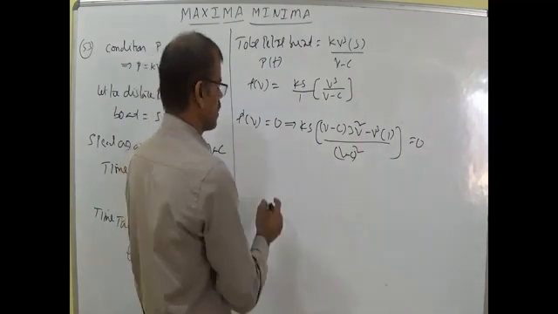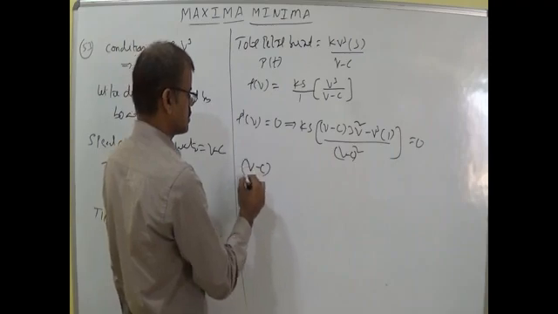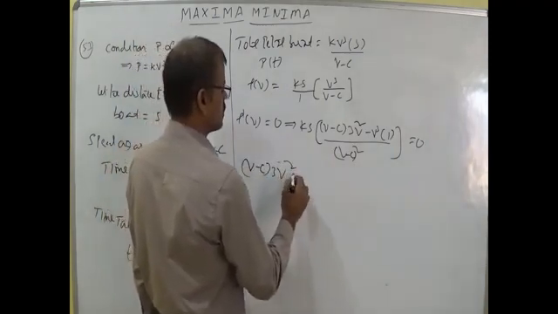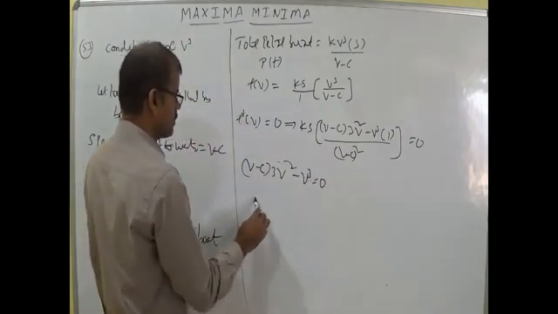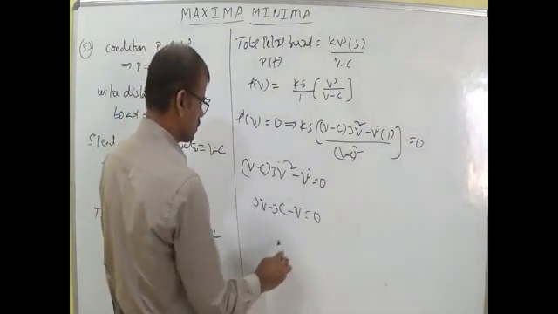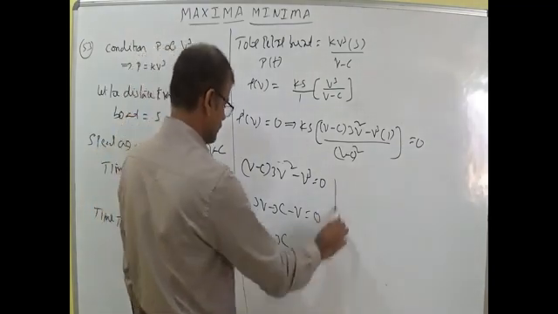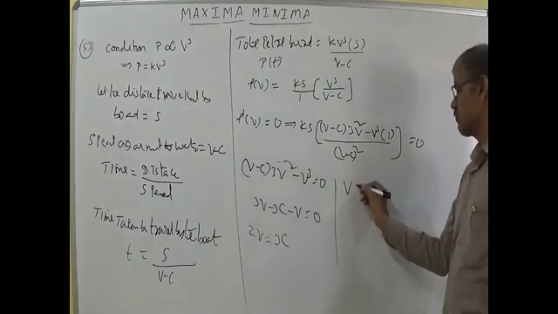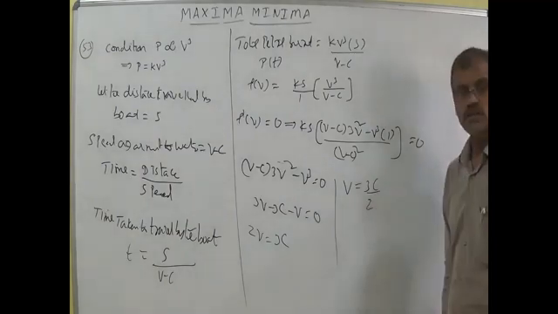Taking kS common, V minus C into 3V square minus V cube equals 0. If we divide by V square, it becomes 3V minus 3C minus V equal to 0. 3V minus V means 2V, so 2V equals 3C. So V is equal to 3C by 2.